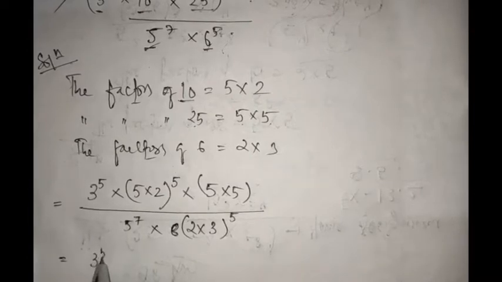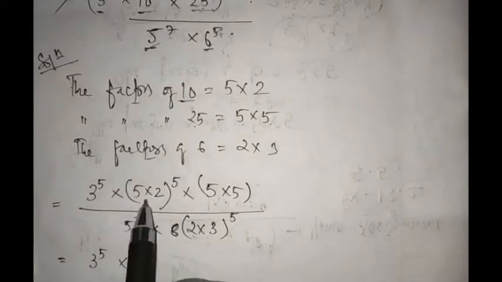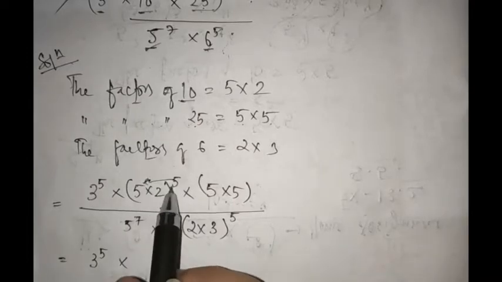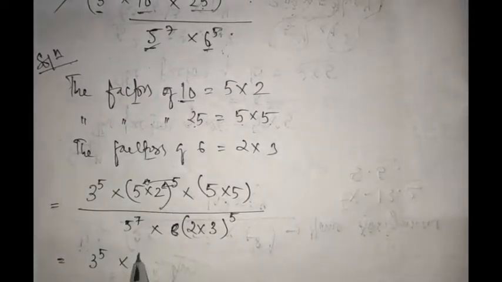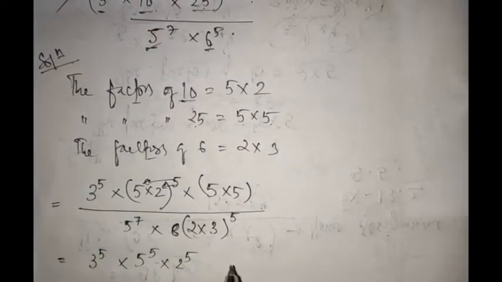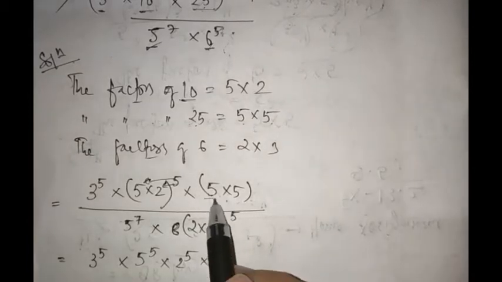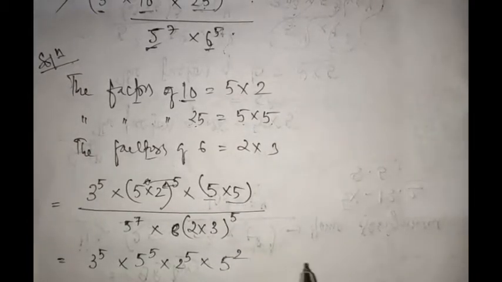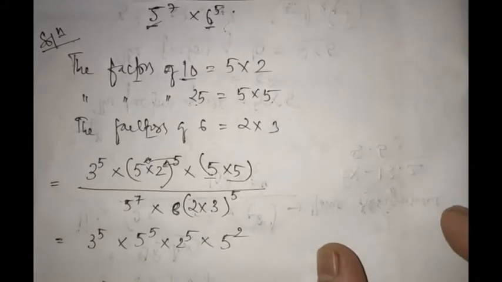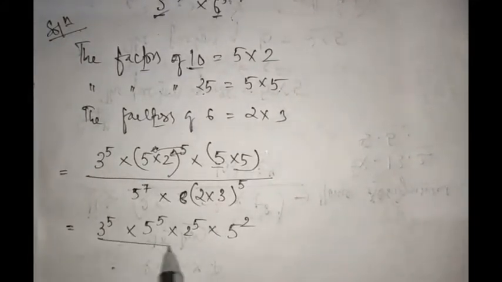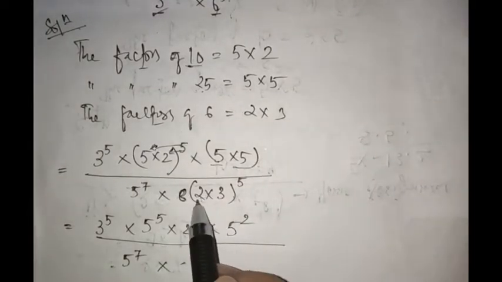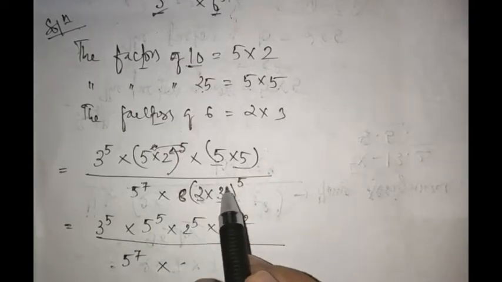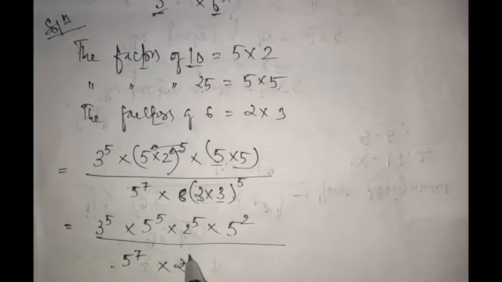Now what we can do, 3 to the power 5 into, now open this bracket and multiply this exponent with each base. So 5 to the power 5 into 2 to the power 5, right? And 5, you have the same base here, so your exponents will be added, so it will be 5 square. Okay, 5 into 5 can be written as 5 square, isn't it? So now in the denominator side you have 5 to the power 7 into, now when you open this bracket, what will happen to this base? The base will carry an equal exponent, that is 2 to the power 5 into 3 to the power 5. This will happen like this.